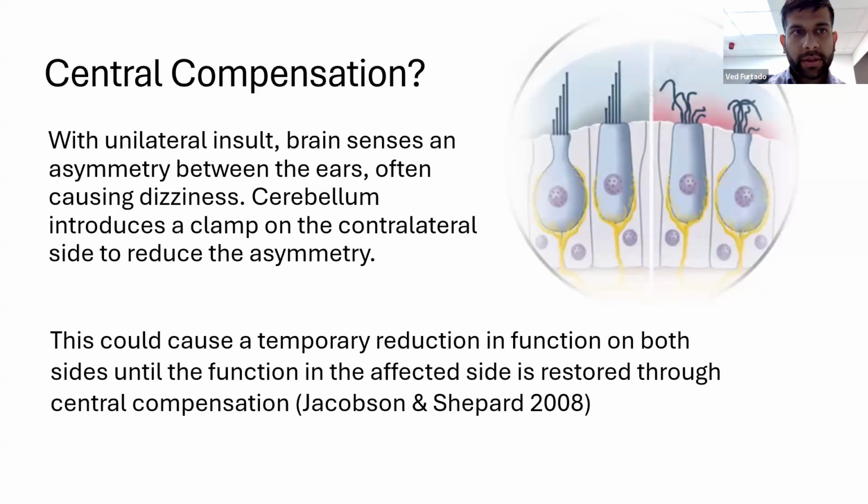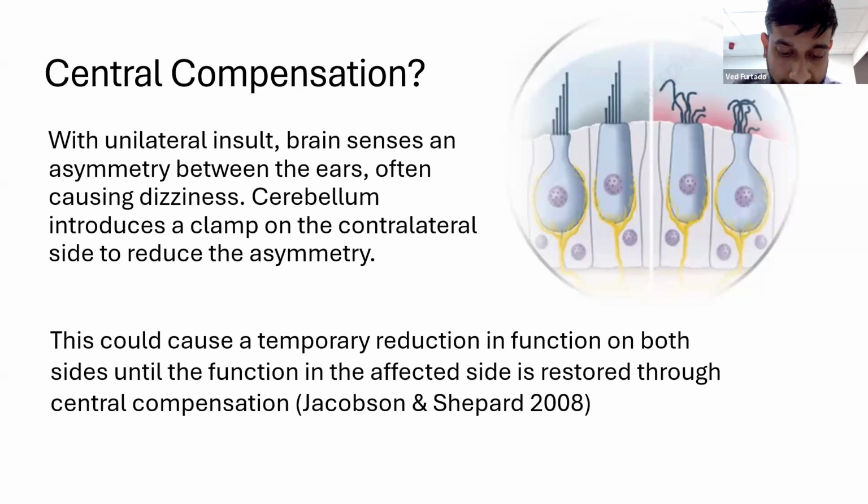So just to discuss the process of central compensation, which could provide us with some answers. Central compensation is the process by which the cerebellum restores function on the affected side so as to reduce the asymmetry within the peripheral balance system, which in turn reduces the dizziness that one experiences after vestibular insult. Now, one of the mechanisms that the cerebellum uses for central compensation is called cerebellar clamping, which is discussed in literature. Clamping is when the cerebellum temporarily reduces the function on the good side while it restores function on the affected side. As function is restored on the affected side, it releases the clamp on the good side.